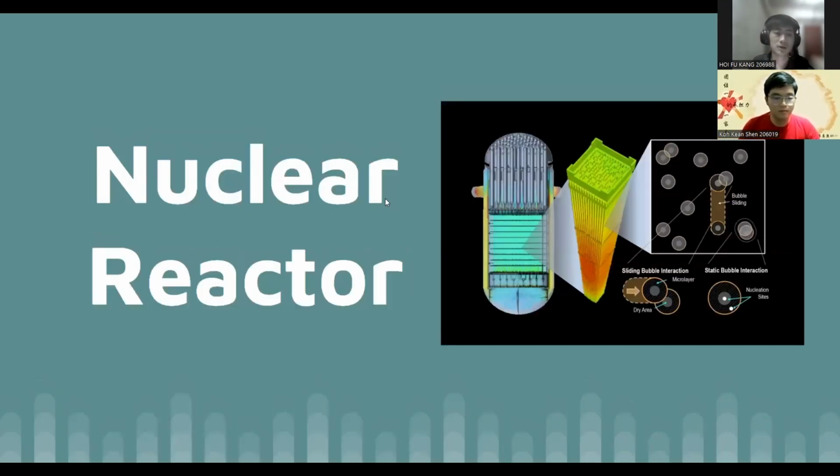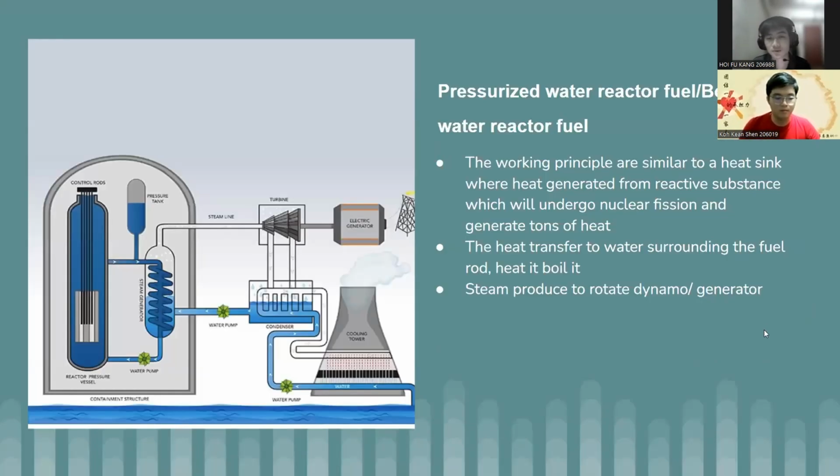Okay, thank you, KEAN. Next, I will be explaining about the nuclear reactor. First and foremost, there are two main types of nuclear reactor we can find commercialized: one is the pressurized water reactor and the other is the boiling water reactor. These two are widely used, and both work similarly to a heat sink, where the core of the reactor generates tons of heat, and the heat is transmitted to the fuel rod, and then transferred to the water.